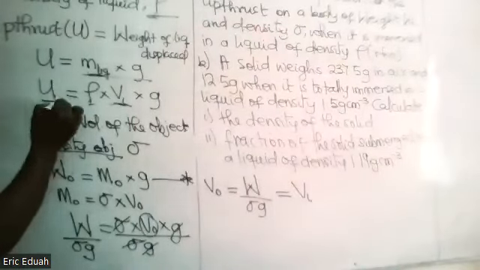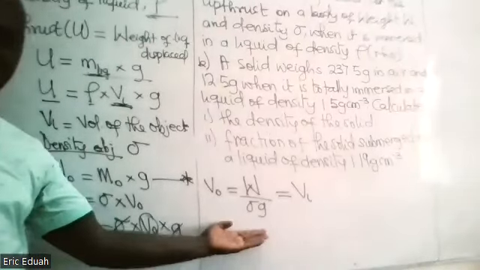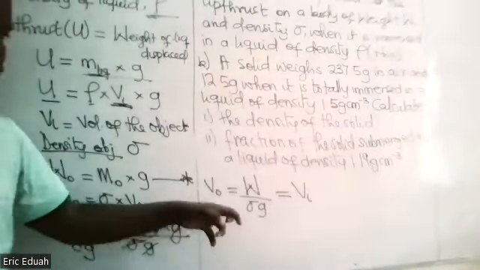Okay, so look at it. To get the upthrust, we needed the volume of the liquid displaced. Now we've succeeded in obtaining that. So what do we do? What do we do from here? Yes, what do we do? Quick one. What do we do?